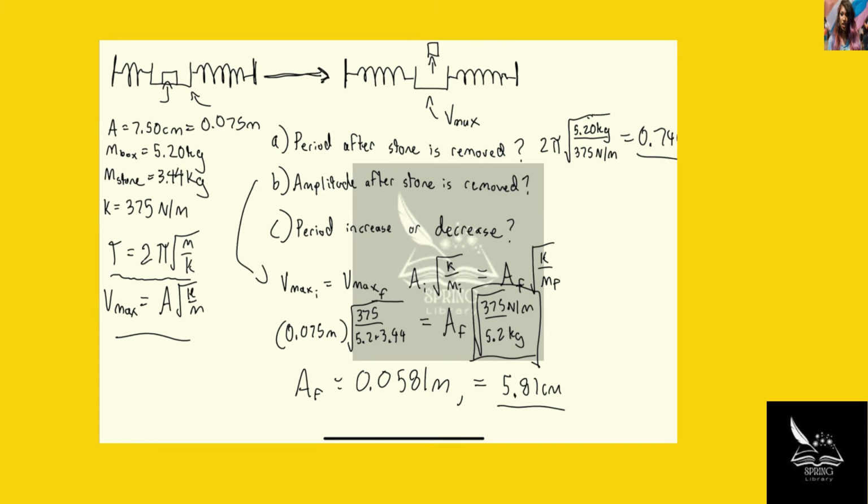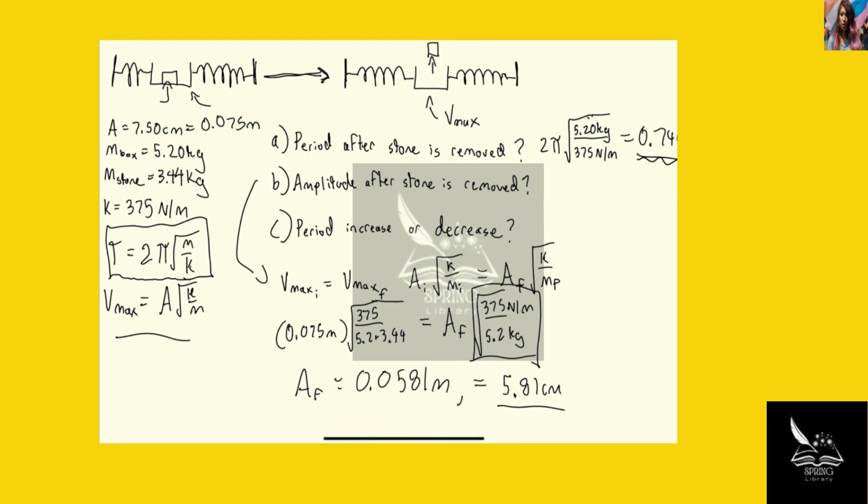Now finally, the question is asking us to intuitively say whether the period is going to be increasing or decreasing after removing this stone. We could do this by calculating what the period was initially and seeing how it compares to the period afterwards. But we could do this simply by using this equation. We know that the period is equal to 2 pi times the square root of mass over K, so it's dependent on the mass of the system and the spring constant. The only thing that's changing is the mass, of course.